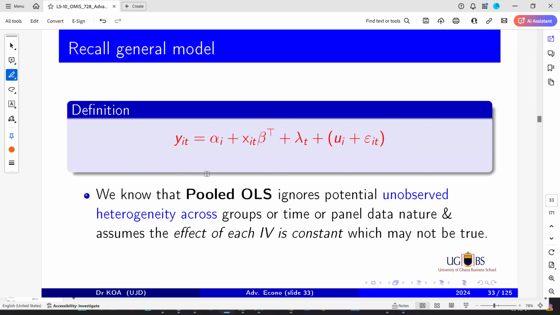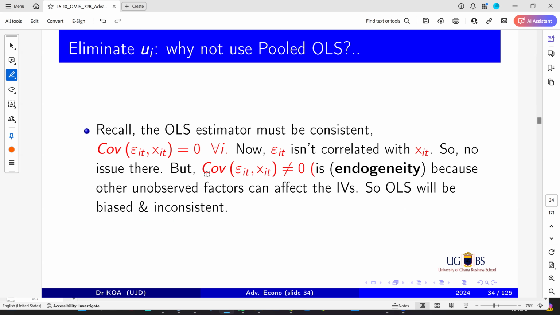So the first easiest pathway to panel model is a pooled OLS. That pooled OLS ignores the unobserved heterogeneity across the groups or time. So it doesn't even matter. Even though there's panel, it ignores the panel. It assumes that the effect of any of the regressors is constant. And that's not true all the time. So why should you use the pooled OLS? And why should you not use the pooled OLS?